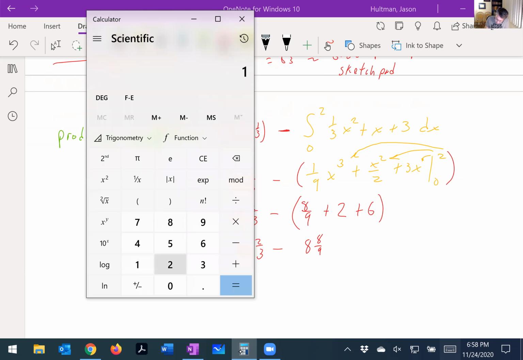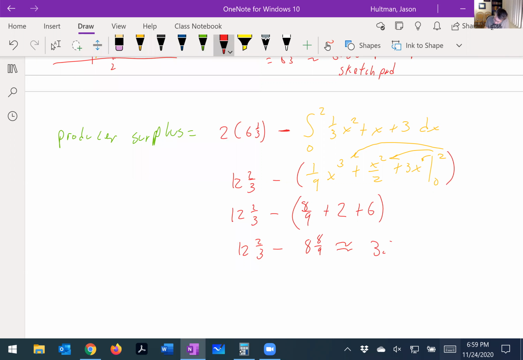Okay. So 12 plus 2 divided by 3. Oops. Other way around. 12 plus 2 divided by 3 is that guy, minus, okay, parentheses, 8 plus 8 divided by 9, close parentheses, that's 8 8/9. Okay, equals 3.78. So this is approximately $3.78. Okay, and this is my producer surplus.